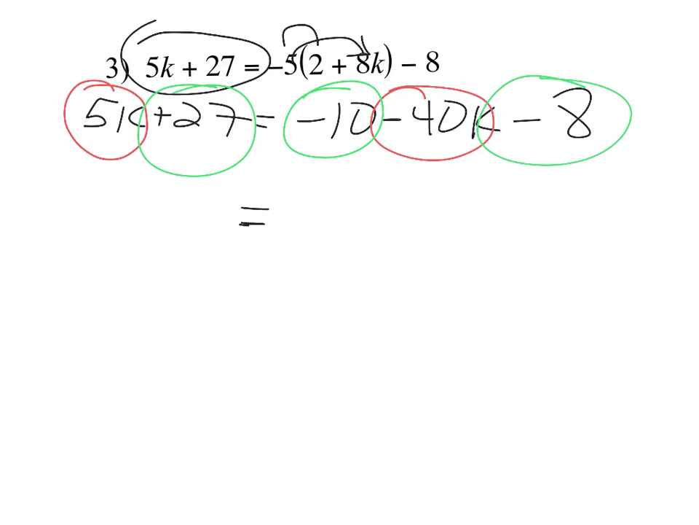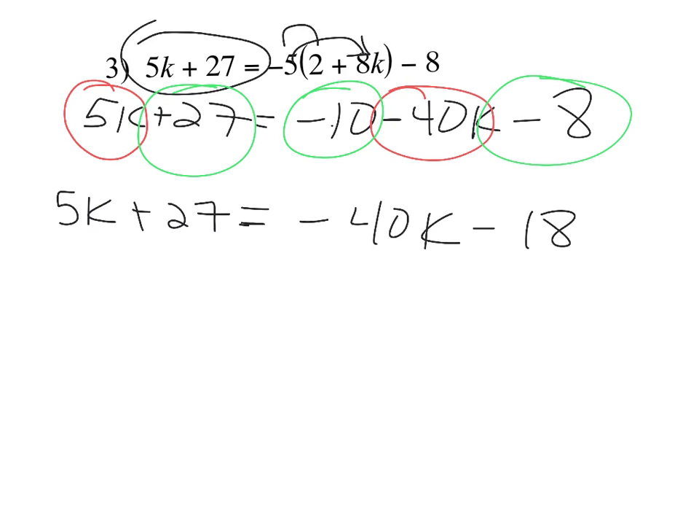So on this right side, I can go ahead and bring my negative 40K down, right? But what about negative 10 minus 8? What's that equal? Negative 18, right? What I'm going to do with this 5K plus 27? I'm going to bring it on down, right? Now, do I have any more like terms, Brennan?